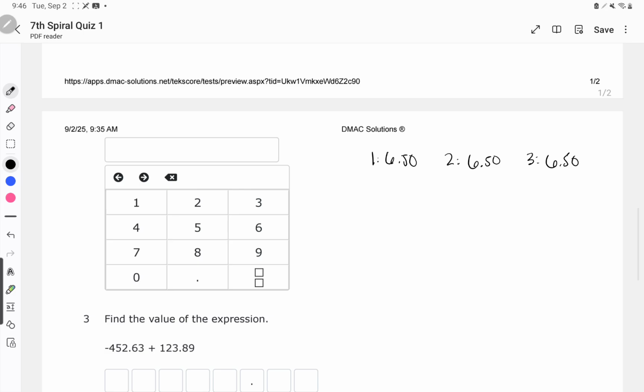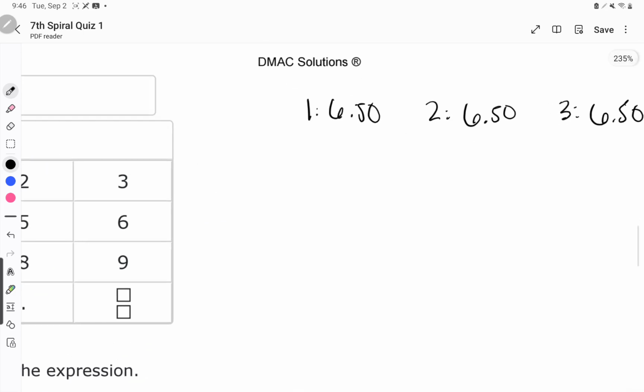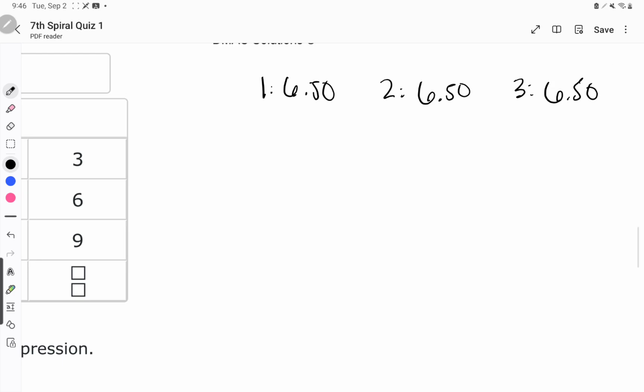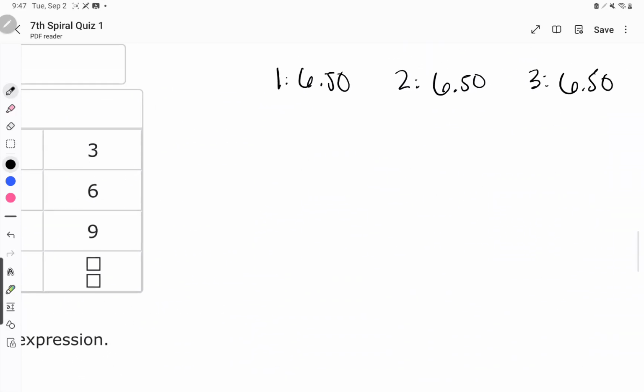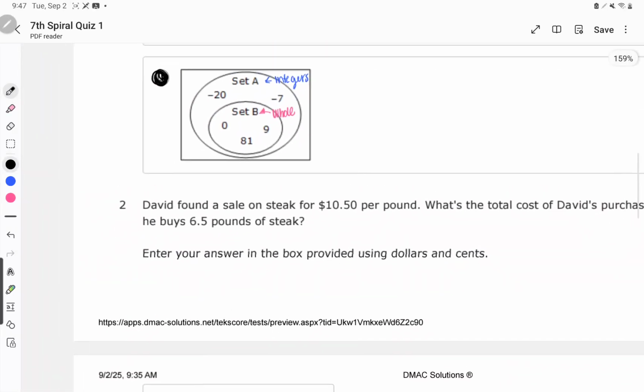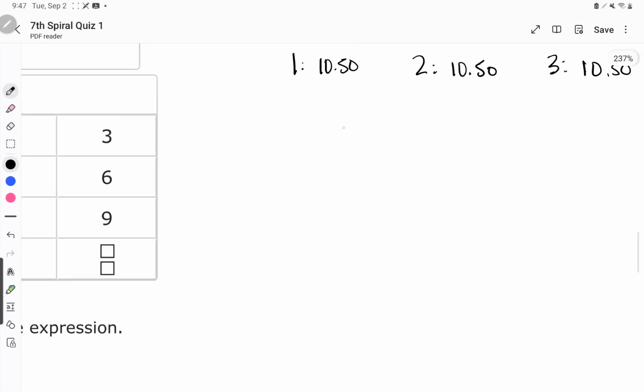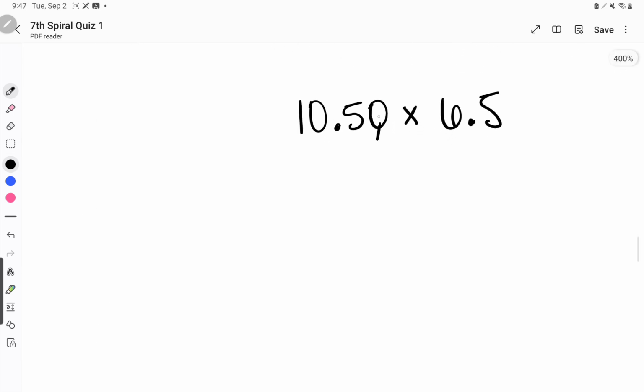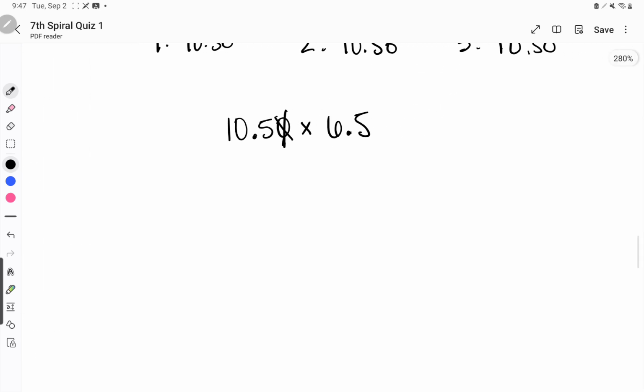So if I have this repeated process over and over again, what am I actually doing? I'm actually multiplying. Sorry, all of those were supposed to be $10.50. So what I'm going to do is multiply 6.5 times 10.50. Now, when I multiply, I don't want to keep these end zeros on because they just make more for me to multiply. So I'm just going to do 10.5 because it's the same thing as 10.50 times 6.5.